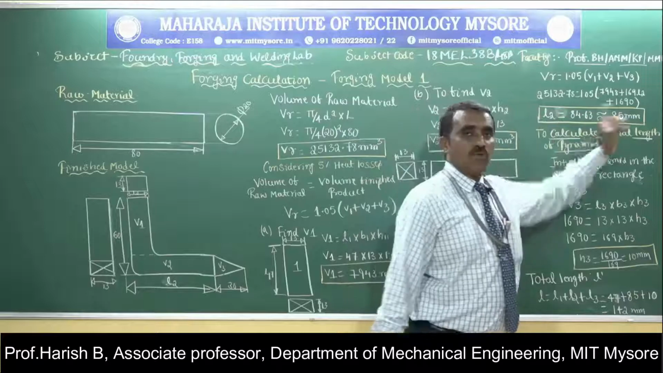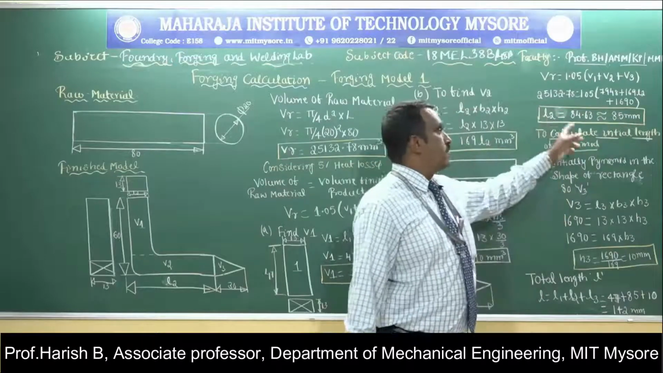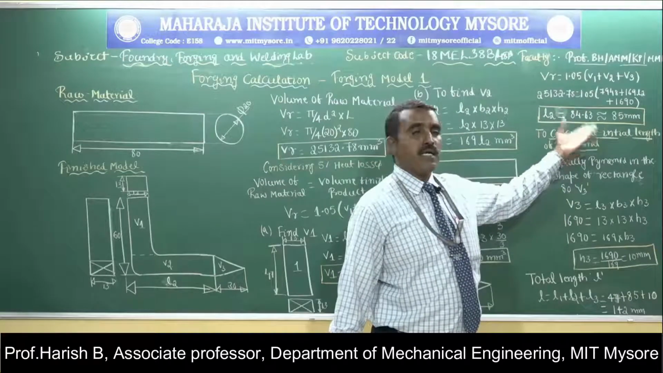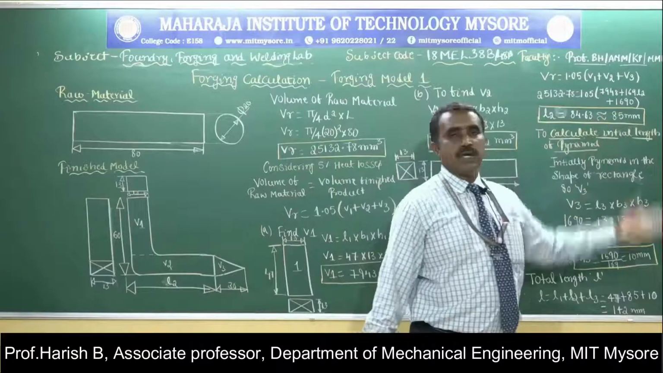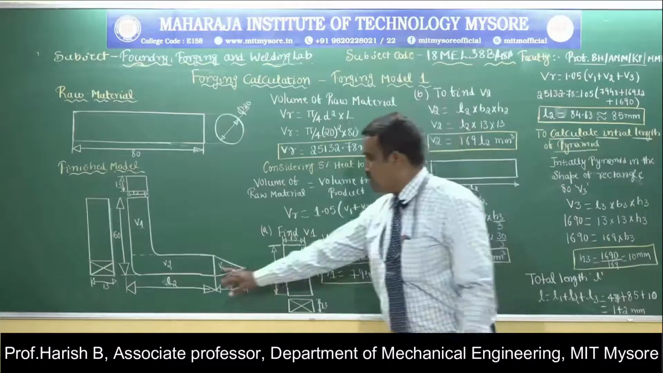Since all the values are known and only L2 is unknown, L2 will be equal to 84.63, rounding up it will be almost 85 mm. So I got this length, that is L2.